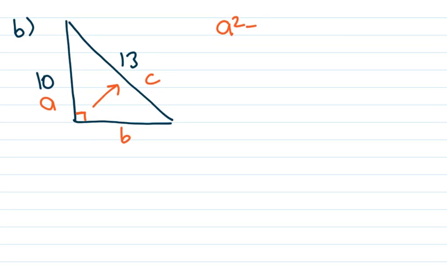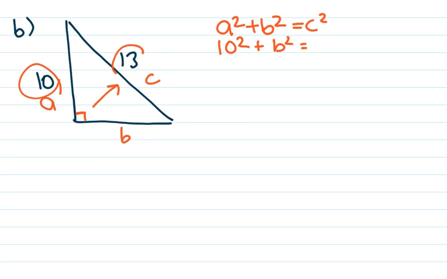So A squared plus B squared equals C squared. A is 10. So 10 squared plus B squared. We don't know B, so we're going to leave that as B squared. Equals C squared, which is 13 squared. 10 squared is 100, plus B squared equals 13 squared, which is 169.